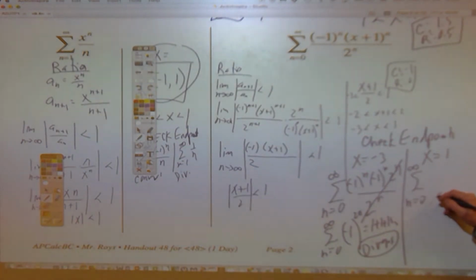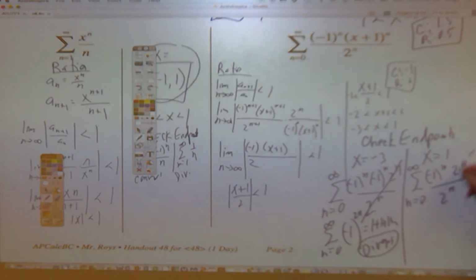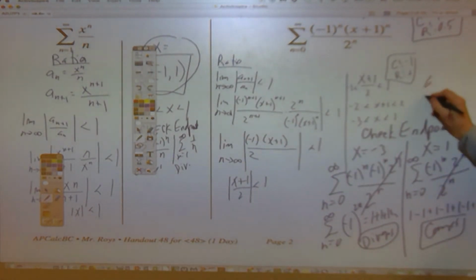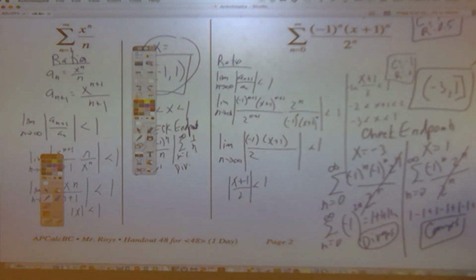Occasionally you might have to do something extra, but we got -1 to the n. When x equals 1, it's just 2 to the n over 2 to the n, so it's just -1 to the n. When n equals 0, we get 1 - 1 + 1 - 1, which is 0 + 0 + 0 forever. It's just 0. It converges to 0. So that means the final answer, interval of convergence, is parentheses -3, 1, square bracket. As long as x is a value from -3 exclusive to 1 inclusive, this series will converge. We're not telling what it converges to, we just know it will converge to some real number there.